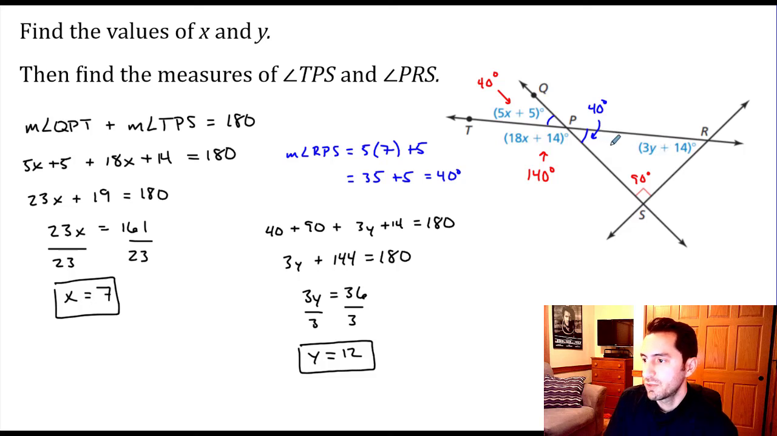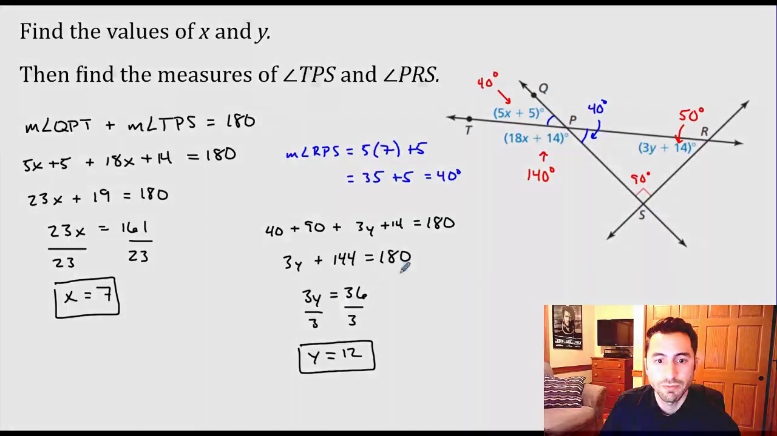And then this last one, I know that these three have to add up to 180. So if I do 180 minus the 90 minus the 40, this last angle in this triangle is going to be 50 degrees. So that's how we can use these angle relationships to set up equations and solve for some variables and even find some angle measures.